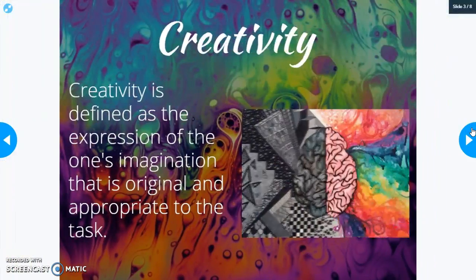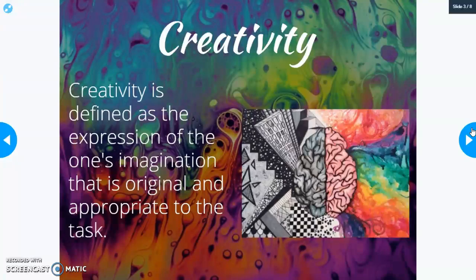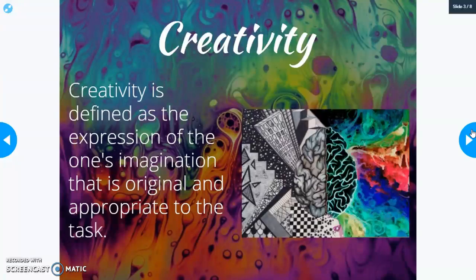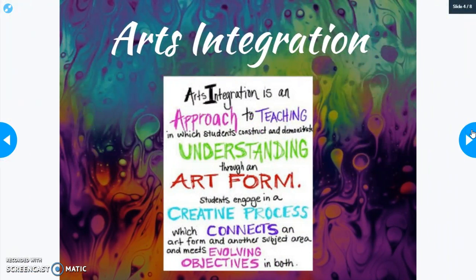Creativity is defined as the expression of one's imagination that is original and appropriate to the task. Arts integration is an approach to teaching in which students construct and demonstrate understanding through an art form. Students engage in a creative process which connects an art form and another subject area and meets evolving objectives in both.